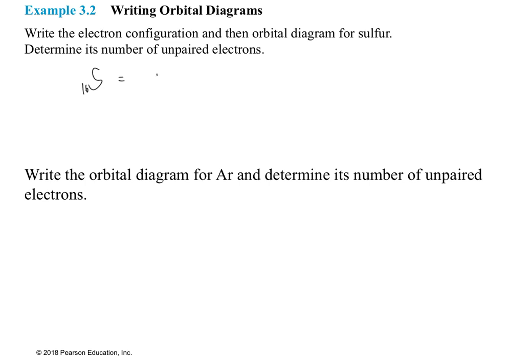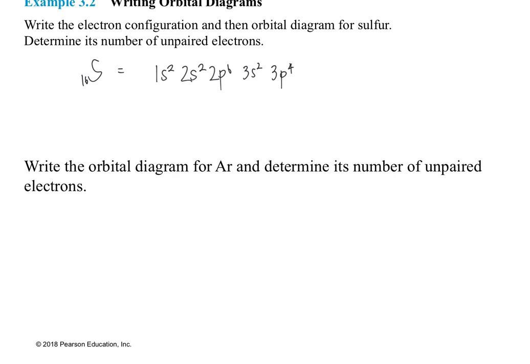So we have 1s2, 2s2, 2p6, fill up that 2nd level, 3s2, and then 3p4. So for my s orbital, I'll have one of them, 1s, 2s. My 2p is going to have 3 levels, 2p. We have one 3s orbital and then 3p's.